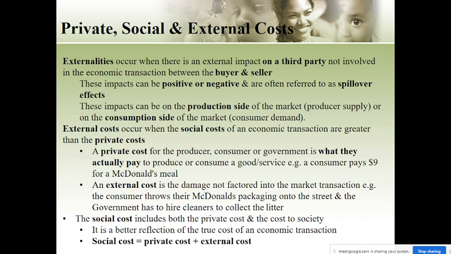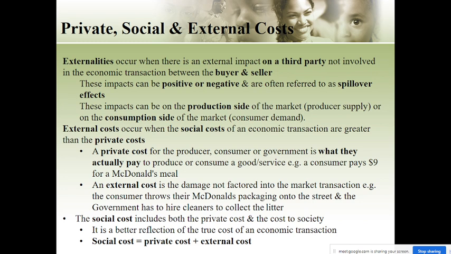So these impacts can be on the production side of the market, like supply, and on the consumption side of the market, like consumer demand. Okay, you can say this point could be price, which can influence the transaction between buyer and the sellers, and the other could be like social cost of an economic transaction being greater than the private cost.